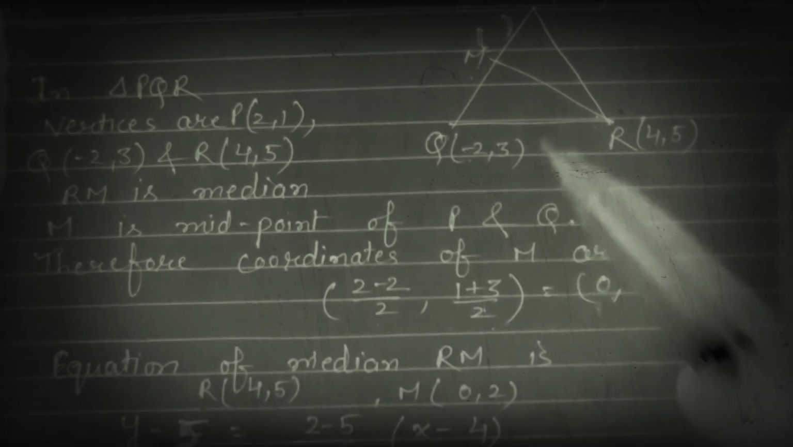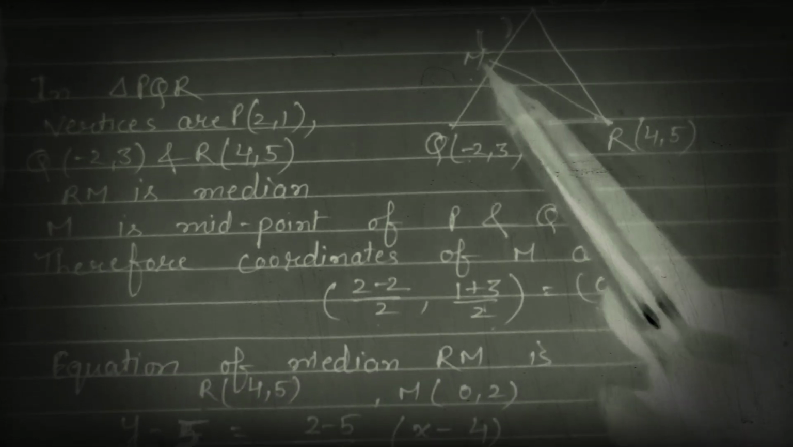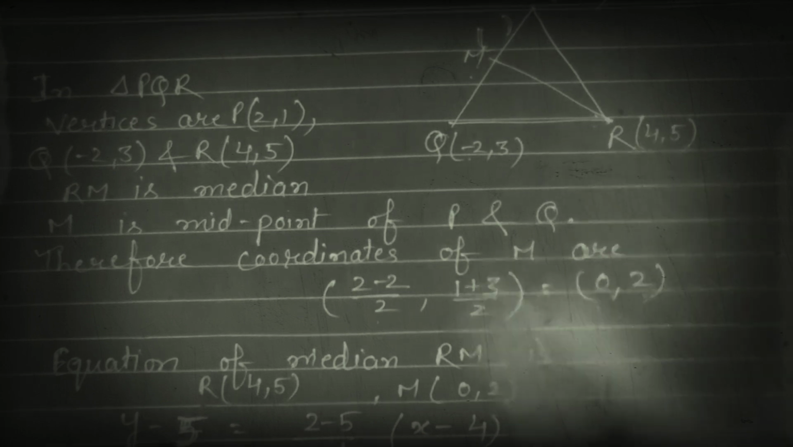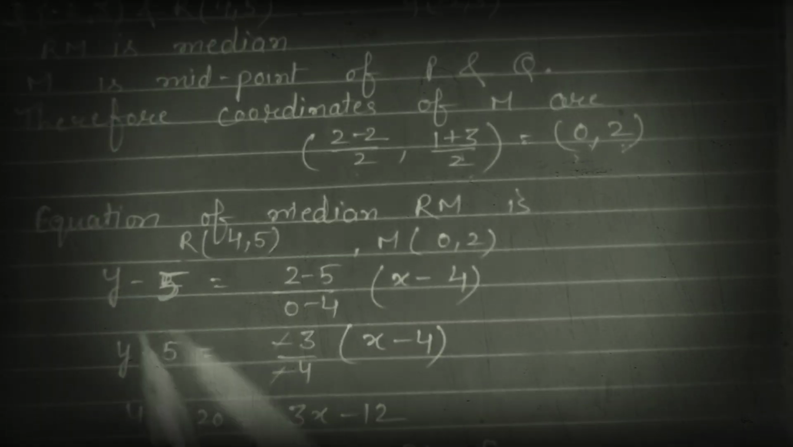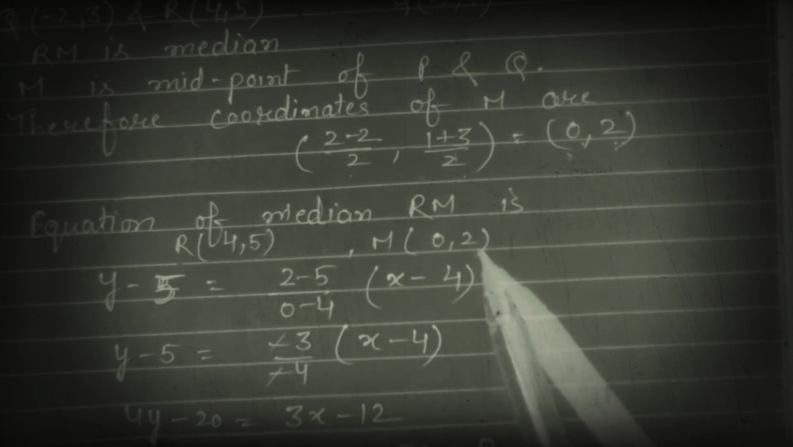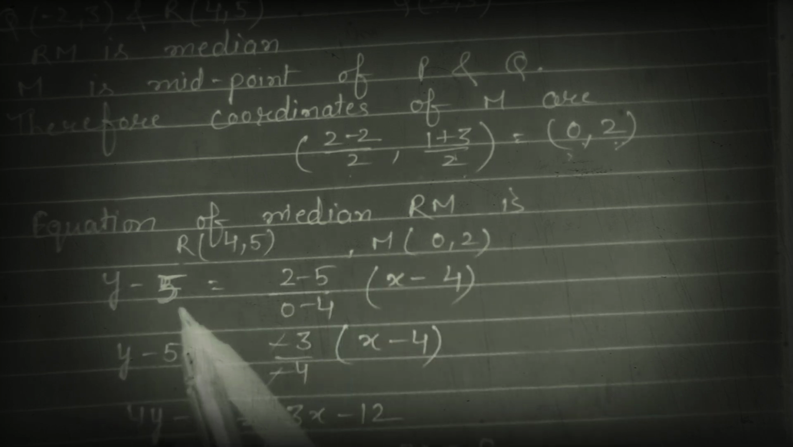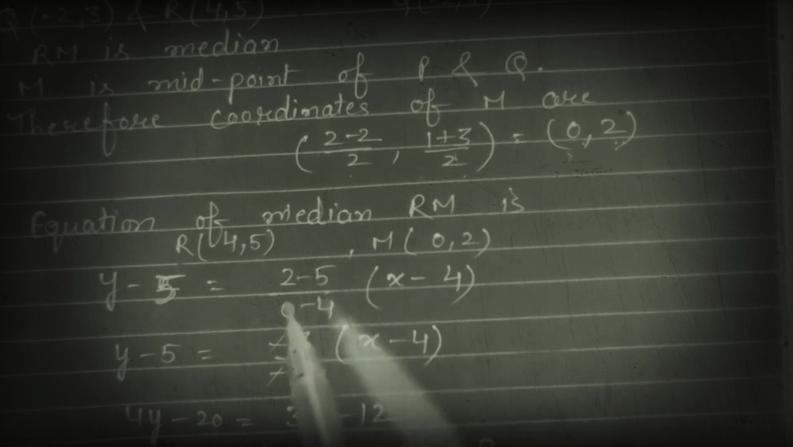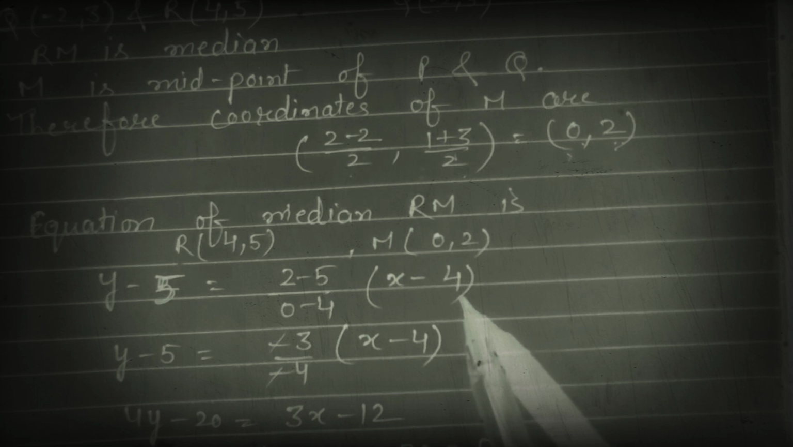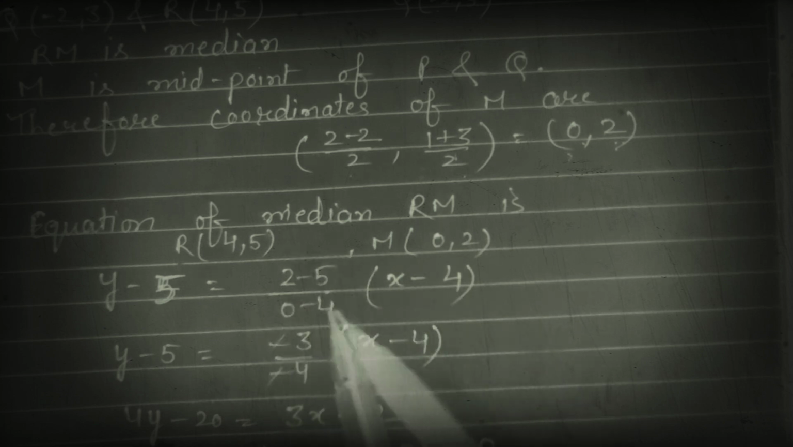Clear? Now we have to find the equation of MR or RM. So it is (0, 2) and (4, 5). Then the equation will be y minus y1, suppose this is x1, y1 and this is x2, y2. Then y minus y1 is equal to (y2 minus y1) upon (x2 minus x1) into (x minus x1). We know the formula; firstly we can find m, first find the slope.